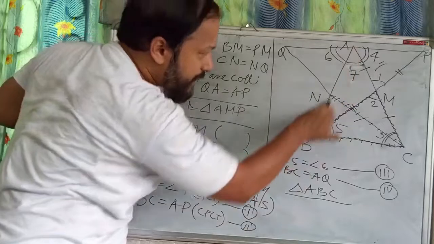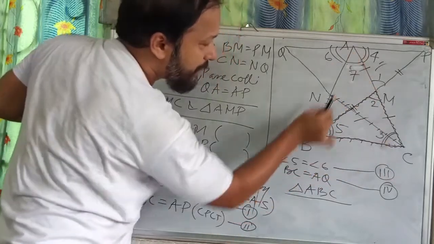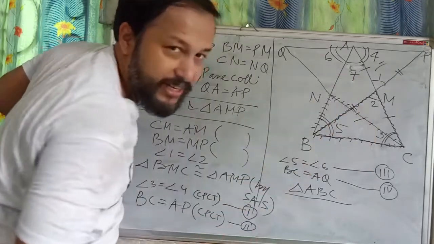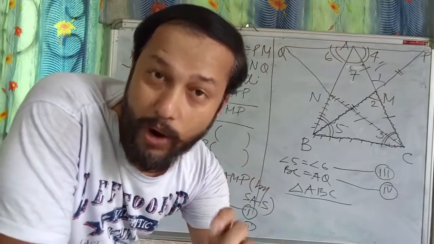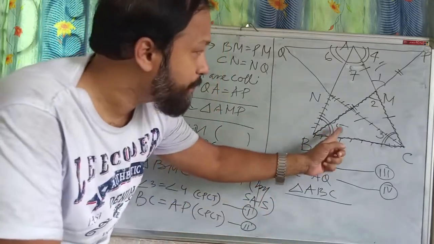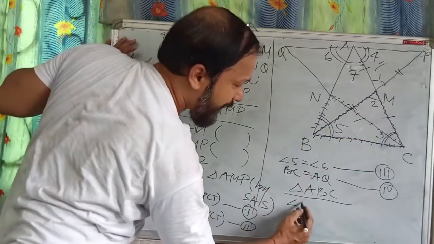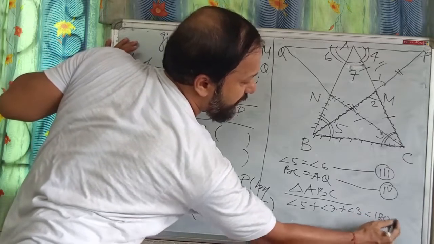Okay. So from this triangle, what can I write? Angle 5 plus angle 3 plus angle 7 equal to 180 degrees, because we know that the sum of all the angles of a triangle is 180 degrees. So let us write it: angle 5 plus angle 7 plus angle 3 equal to 180 degrees.